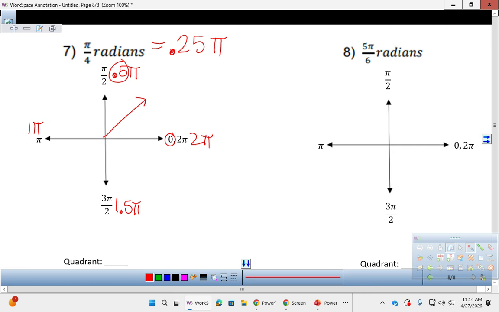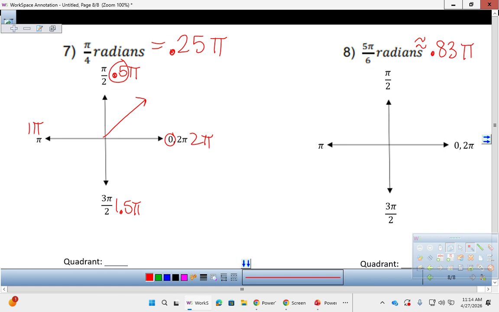All right, let's look at number 8. 5 pi over 6. Well, let's figure out what 5/6 is as a decimal. Type 5 divided by 6 into your calculator. Tell me what it is as a decimal. What is it? 0.83-ish? It's a lot of decimals, right? It's like 0.83333333. All right, so 0.83 pi.